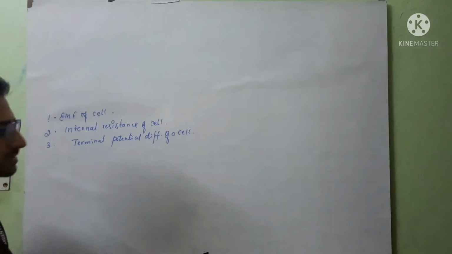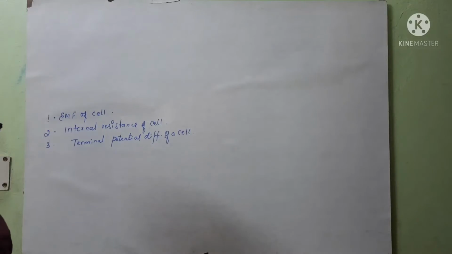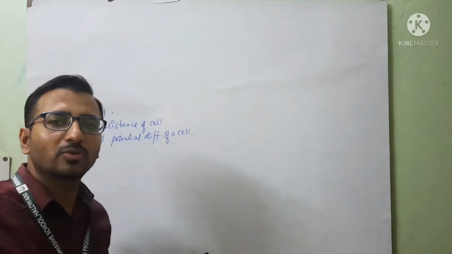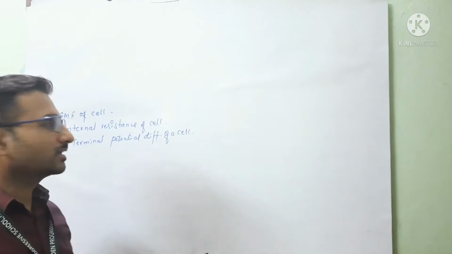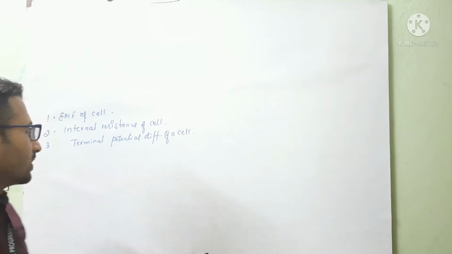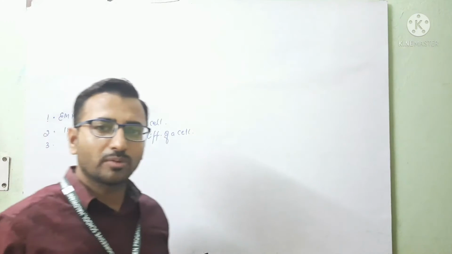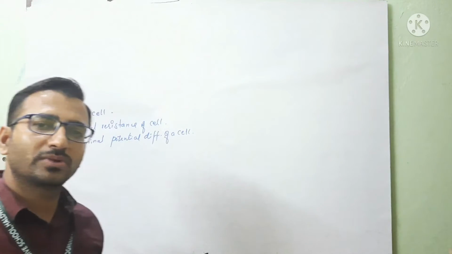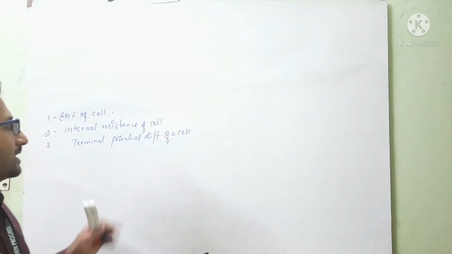So here we will discuss these three topics, and after that we will talk about the relation between the terminal potential difference, EMF of the cell, internal resistance and current, and many more. After the discussion of the whole topic, we will talk about the series combination and parallel combination derivation for the cells. Okay.